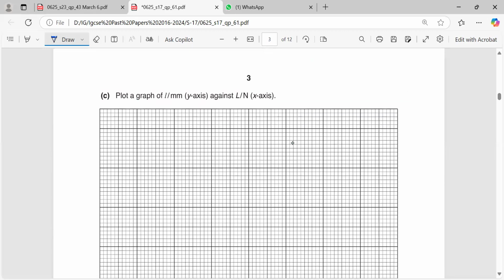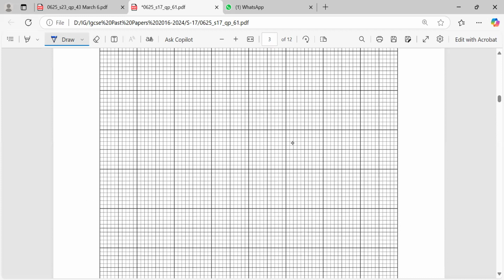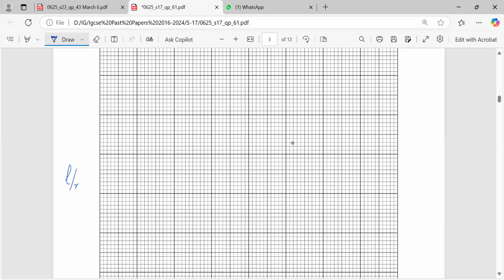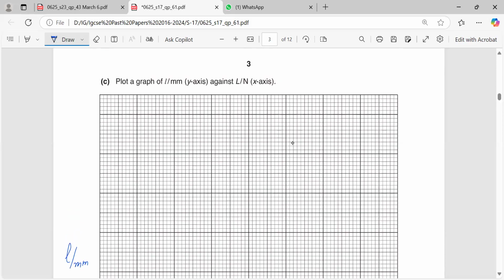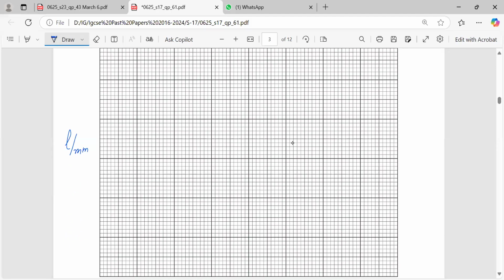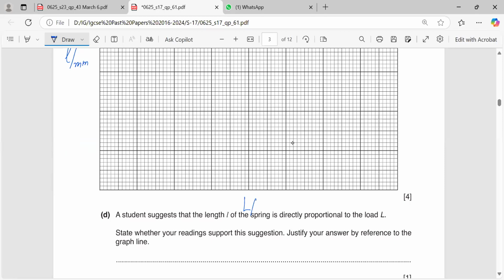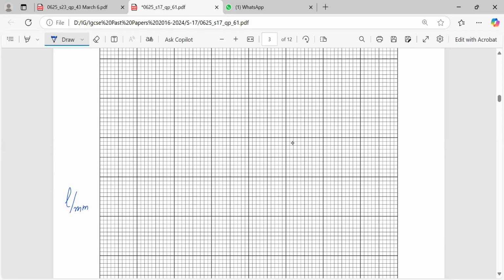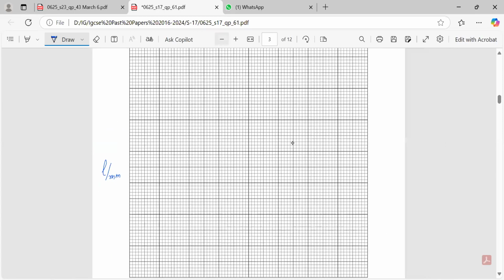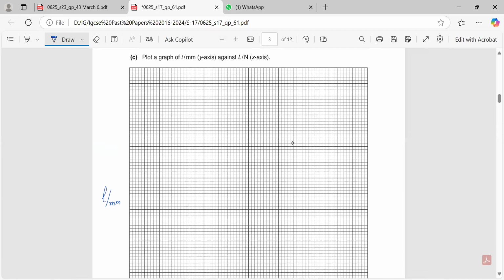Then of course plot a graph of length in millimeters on the y-axis and load in Newton on the x-axis. Again, in new papers they are using one tactic. They will say plot a graph of L on y-axis and load on x-axis. So don't write only the symbol of the physical quantity, also write the unit, millimeter for length and Newton for load.